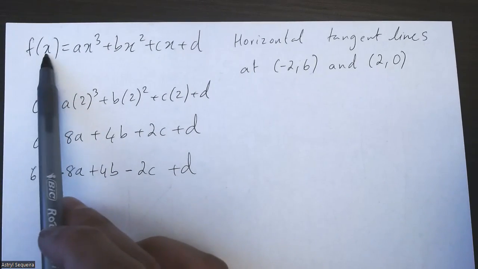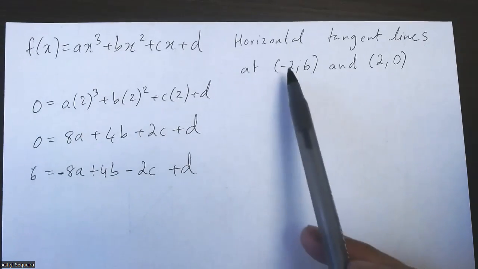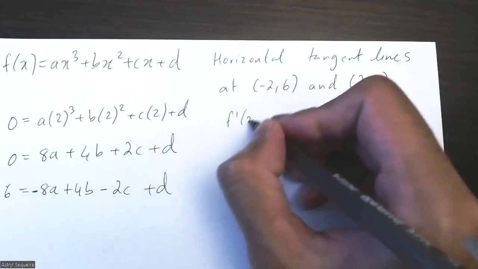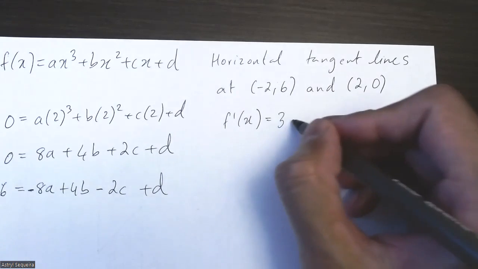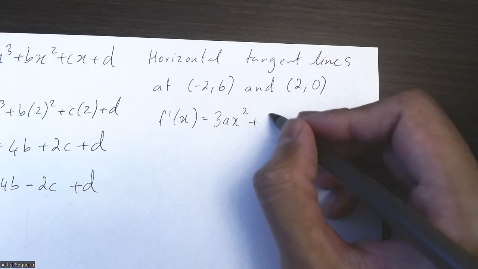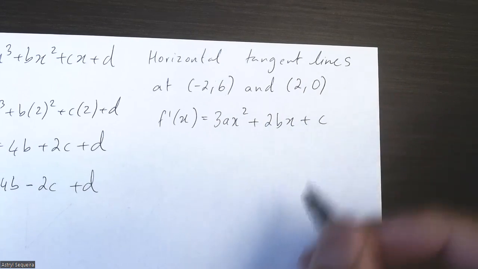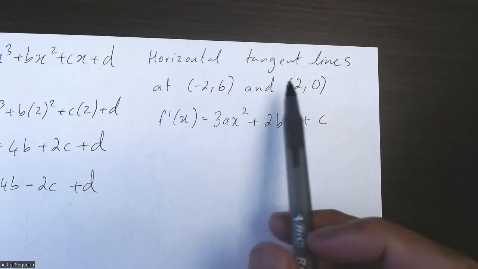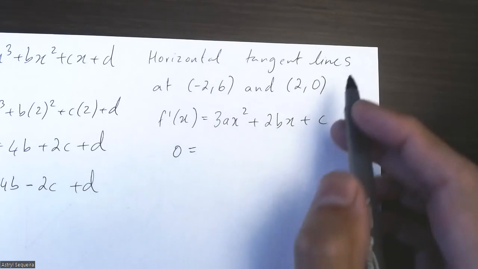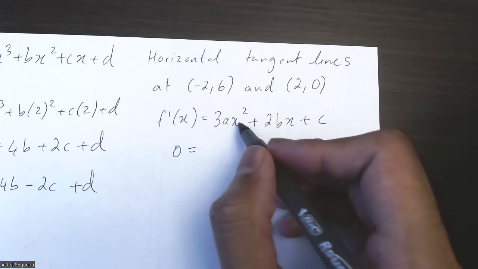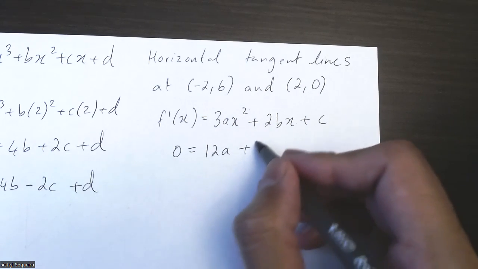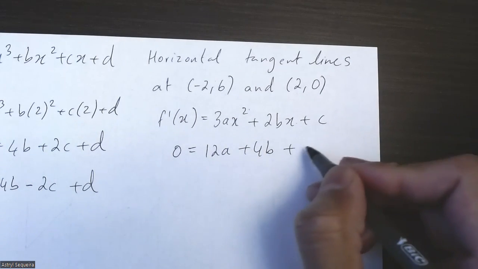I know that if I derive these equations, the derivative will equal 0 at the two x values over here. So let's start by deriving this equation. F prime x equals 3ax squared plus 2bx plus c. And let's say I sub in my first point, x value of 2. Remember, the derivative is going to be 0. The y value does not matter here. So 3 times 2 squared is 3 times 4, which is 12a. 2 times 2 is plus 4b. And then that's just plus c.